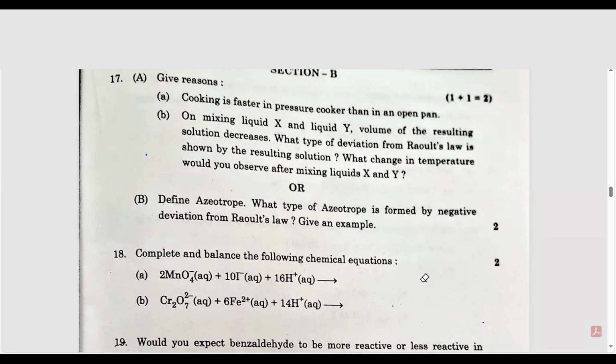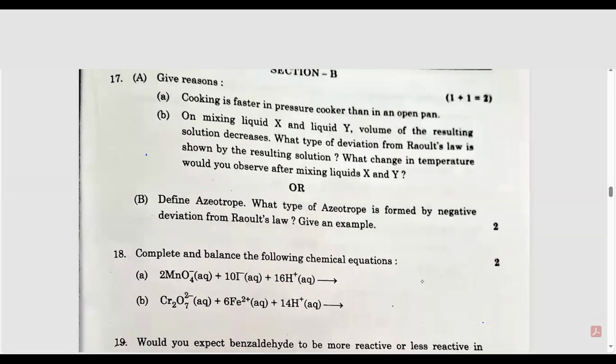So it raises the temperature, that means the boiling point of the water. So what will happen? This will allow the food to cook at a high temperature. That will speed up the cooking reaction. So we can cook faster in a pressure cooker than in an open pan. So it was a direct question.